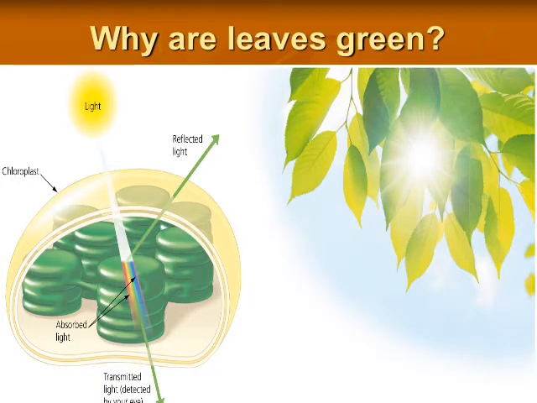And so that's what we're just demonstrating there. Why are leaves green? It's because they're absorbing all the other colors of the spectrum, but they're reflecting green.